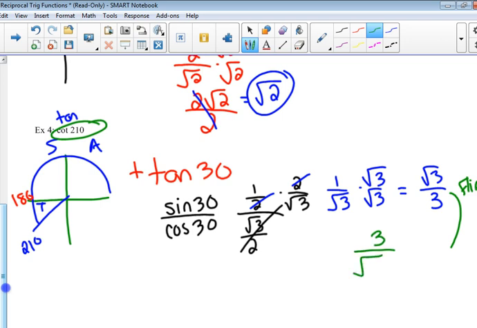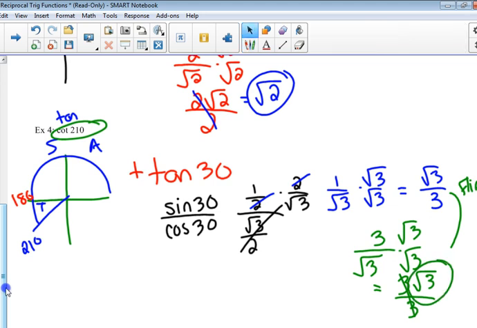So if we flip this, we get 3 over radical 3. Rationalize: 3 radical 3 over 3. Cancel the 3. Just radical 3. Now I want to show you guys. All right, hang on.